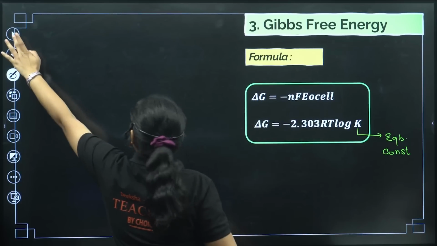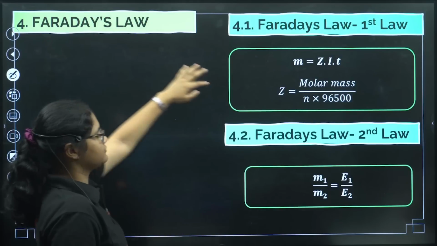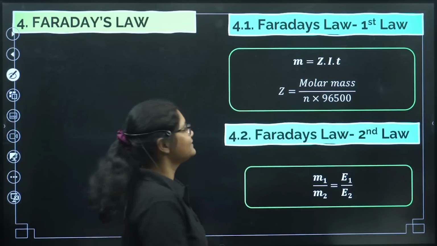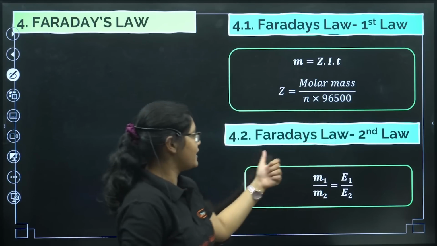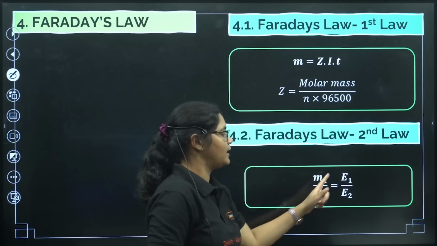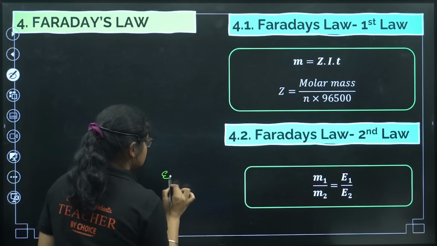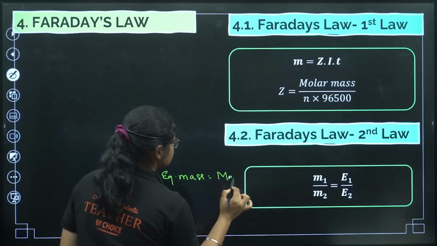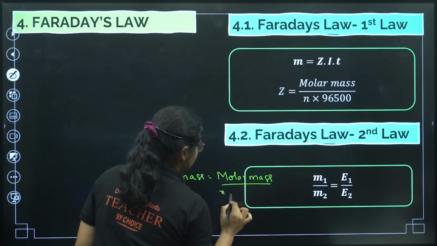Okay, now moving forward to Faraday's first law and second law. Faraday's first law is m is equal to Z into I into t, and Z we can calculate as molar mass divided by n into 96500. In Faraday's second law we have m1 by m2, that is equivalent mass of 1 by equivalent mass of 2. Now what is the formula of equivalent mass? Equivalent mass is equal to molar mass divided by n factor.